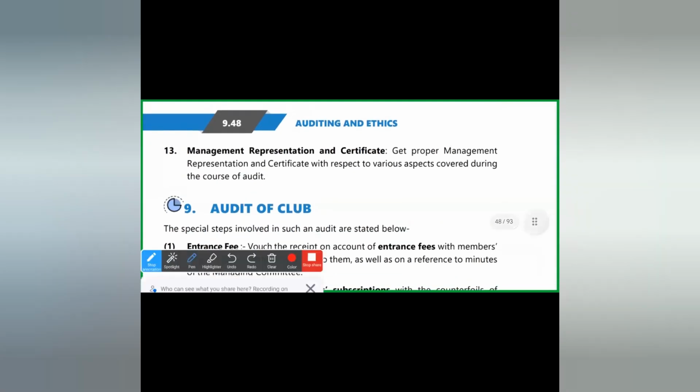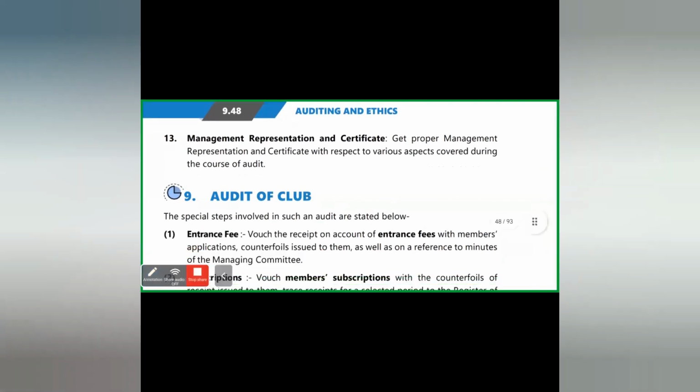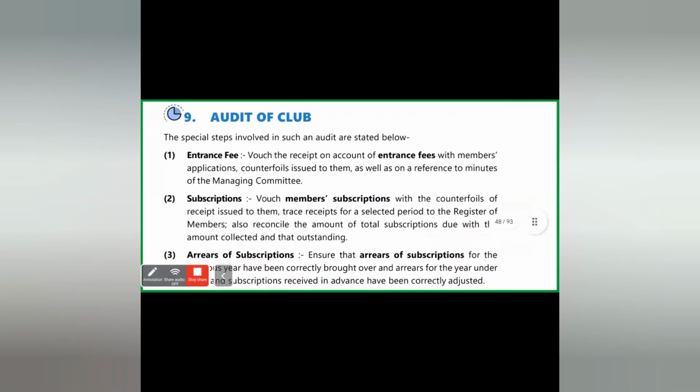Apart from this, last point is management representation and certificate. So getting proper management representation and certificate with respect to various aspects covered during the course of audit is very important. Next is audit of club.